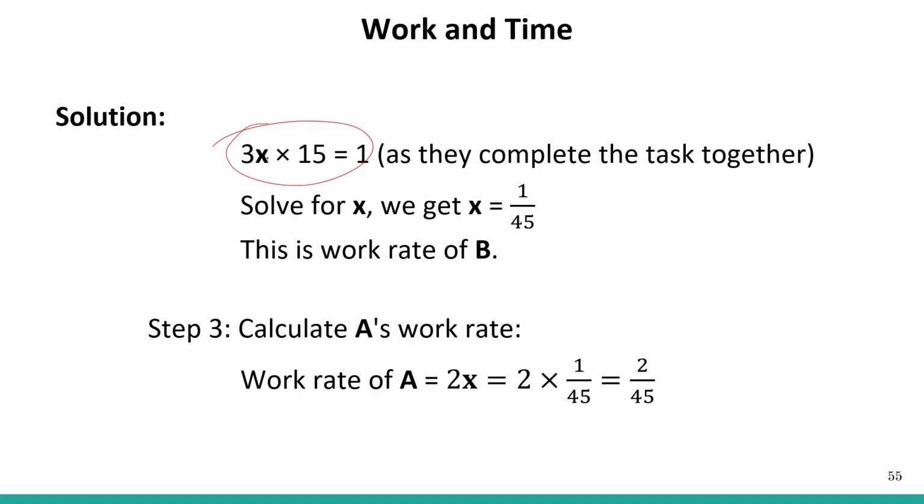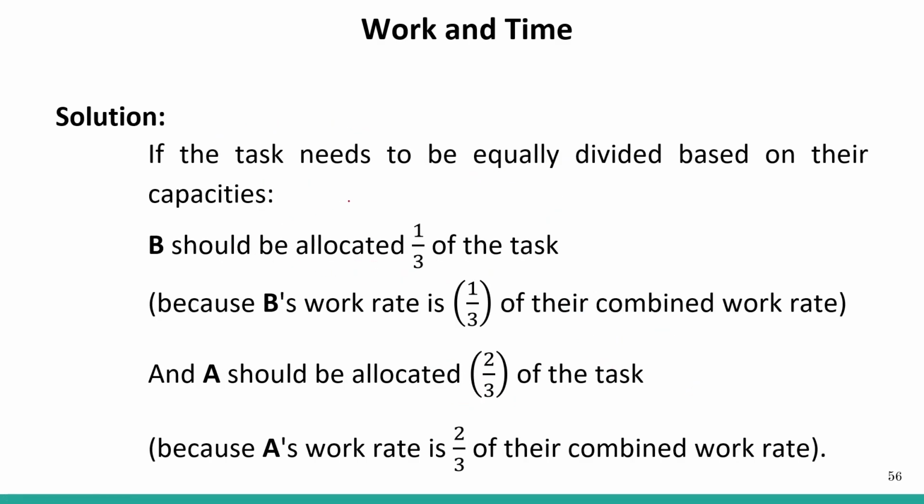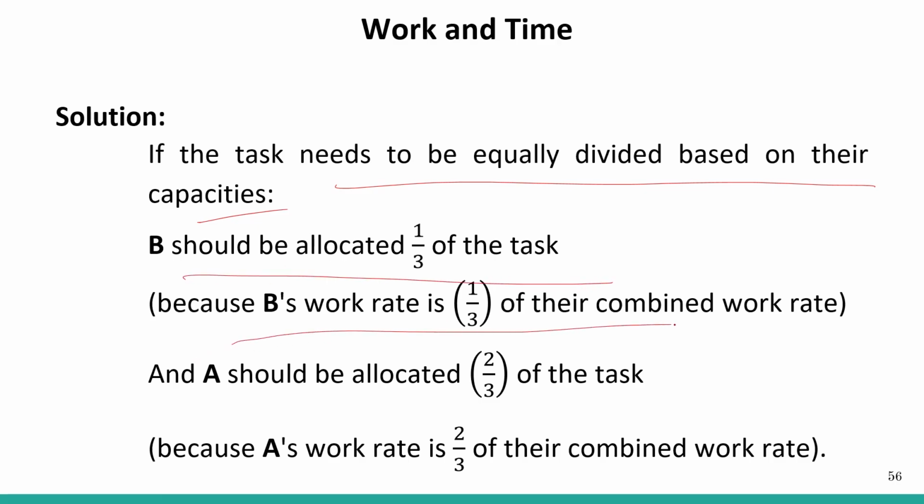So calculate the time needed for them to complete the task together. That will be 3x times 15 is equal to 1, so x is equal to 1 by 45. This is the work rate for B. Let's calculate A's work rate: 2x is equal to 2 into 1 by 45, which is 2 by 45. If the task needs to be divided based on their capacity, B should be allocated 1/3 of the task, because B's work rate is 1/3 of the combined work, and A should be allotted 2/3 of the task, as A's work rate is 2/3 of their combined work rate.